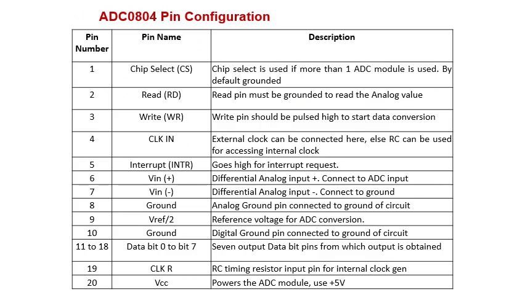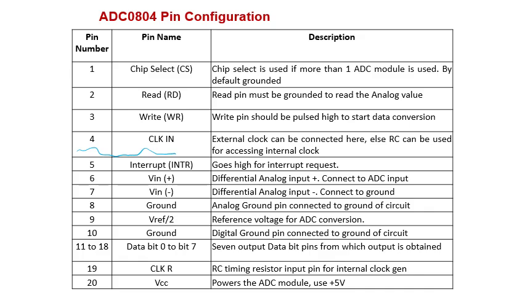So here are the pins with their description. I'm not going to read them in detail. I just want to read, for example, number 4. It's a clock input. Clock in means an external clock can be connected here, else an RC circuit can be used for the internal clock.